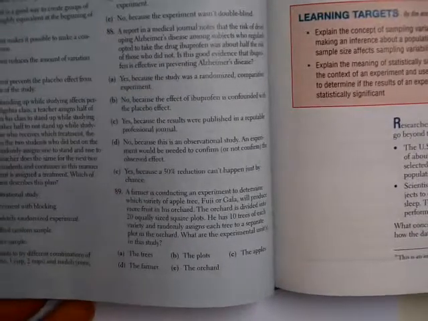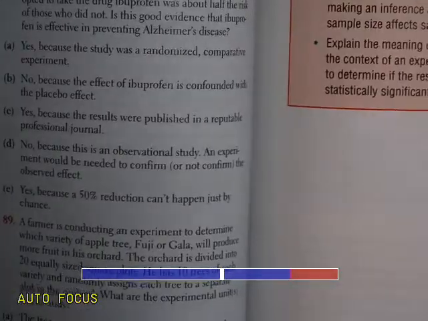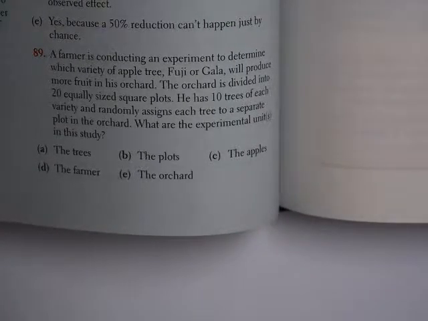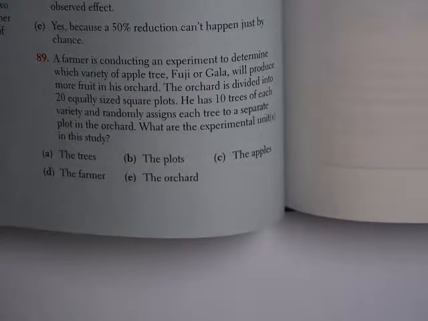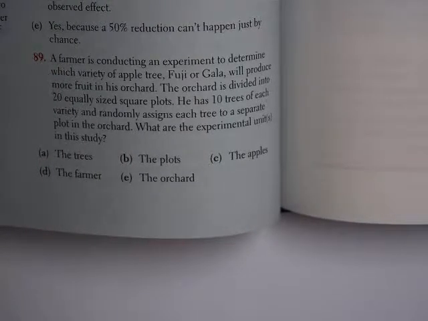We had a problem the other day. I think it was on day 4. It was number 89. It's on page 268 here. I'm going to zoom in on this real quick for you. It's talking about a farmer experimenting with Fuji or Gala apples to see what kind of production he could expect for each of them. And it asks what the experimental units are of the study. And when I first read this, I went, well, the trees, of course.